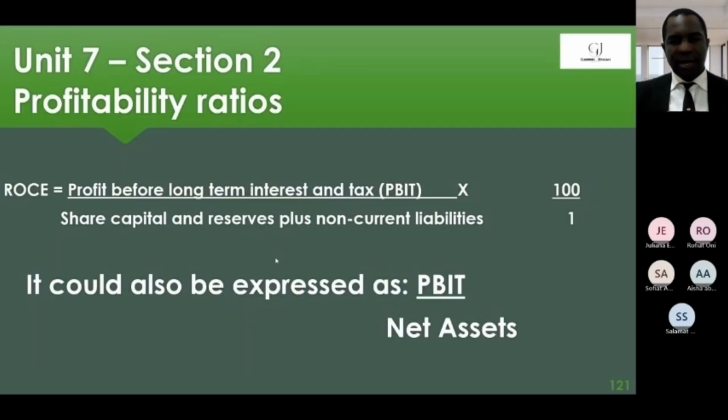If you look at our formula, it states profit before interest and tax, then share capital plus reserves plus non-current liability. Why didn't they include preference share capital? It is because they have a fixed amount on the profit or the dividend of the company. They have a fixed amount on the dividend, so you don't include them in the calculation of return on capital employed.